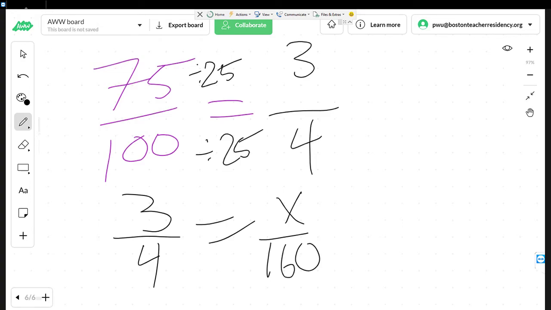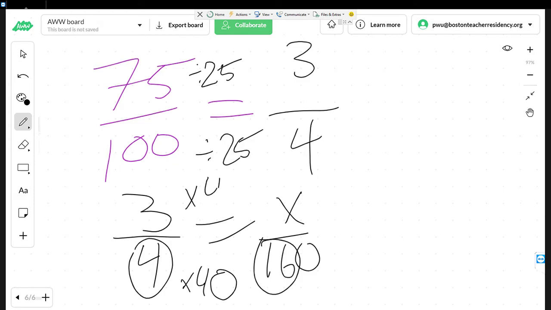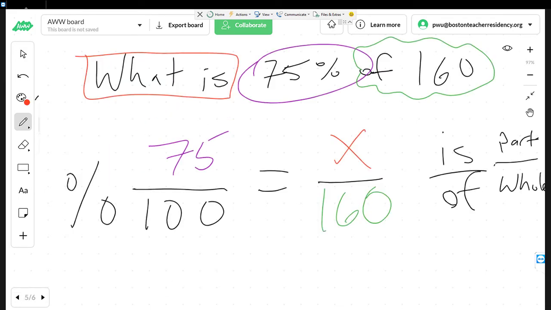Well, now I can see 4 and 16. 4 times 4 is 16. To get the extra 0, we can add a 0, so 4 times 40 gives us 160. So now we just have to do the same thing for our numerator. 3 times 4 is 12, so 3 times 40 is 120. So looking at our original question, 75% of 160 is 120.